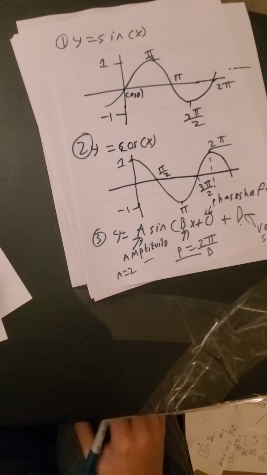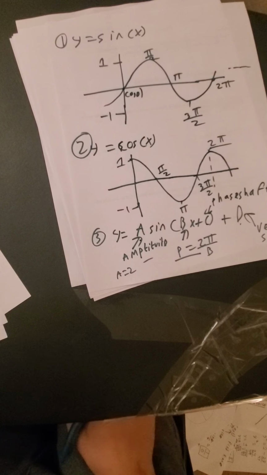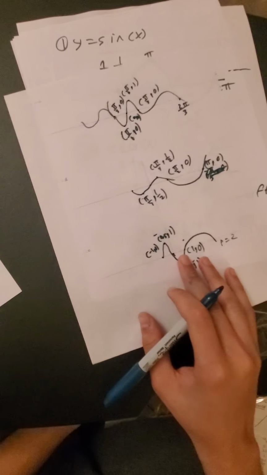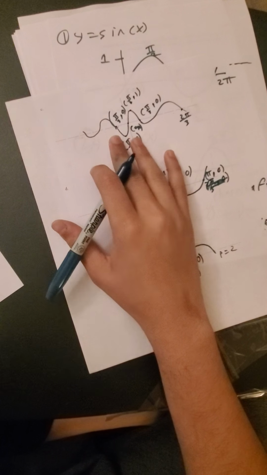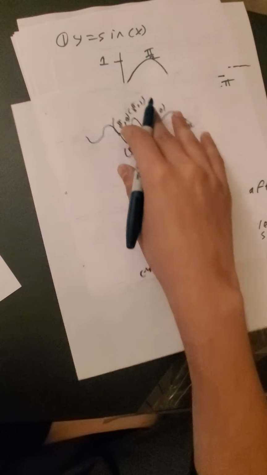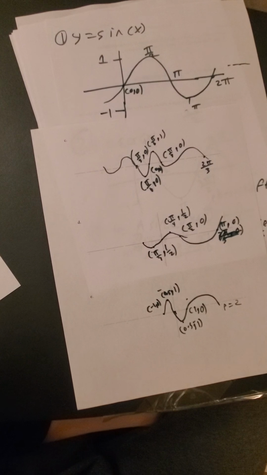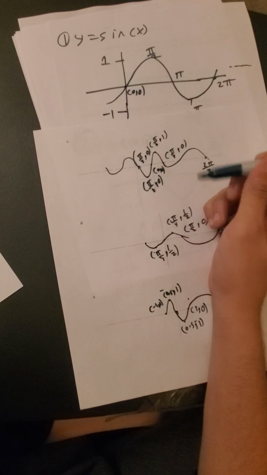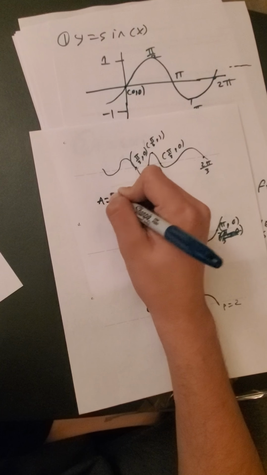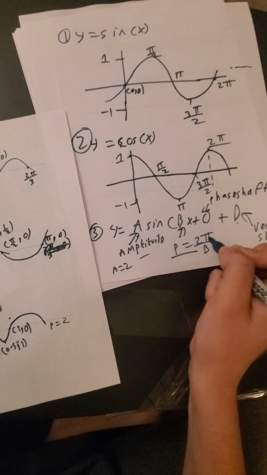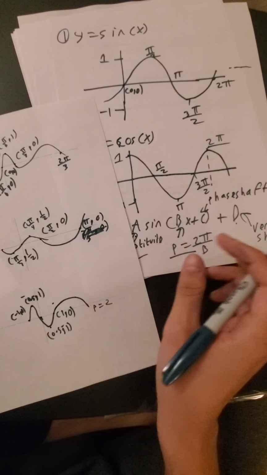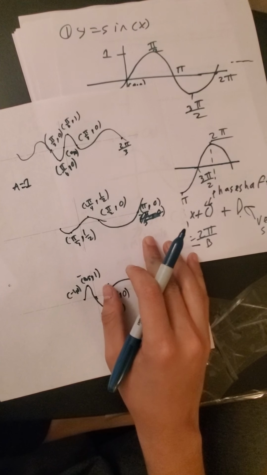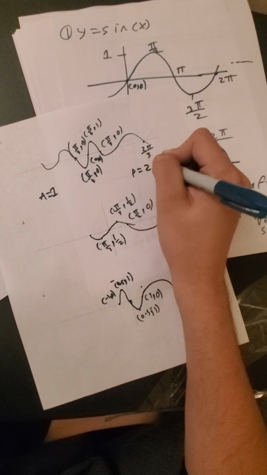Okay, for part C. Part C gets a bit more complicated. First we can see that this graph goes through the origin, so we're going to compare it to the sine of x graph. It has the same amplitude because it goes through the points 1 and negative 1, so a still equals 1. But we can see that it has a different period because it ends at 2 pi over 3 and it has a much higher frequency. So we know that the period equals 2 pi over 3.